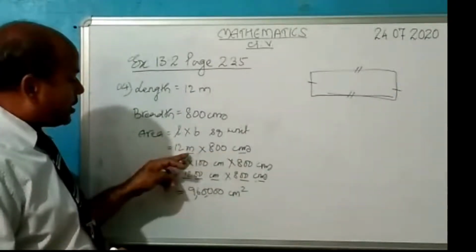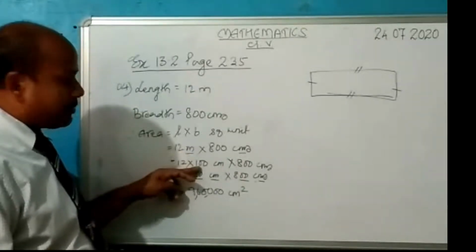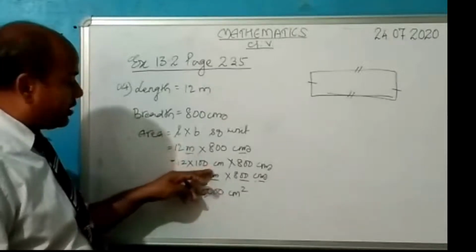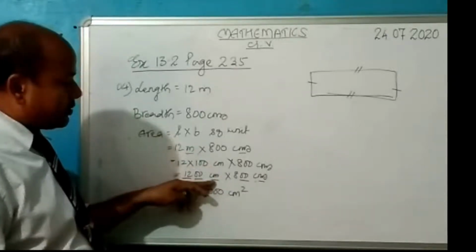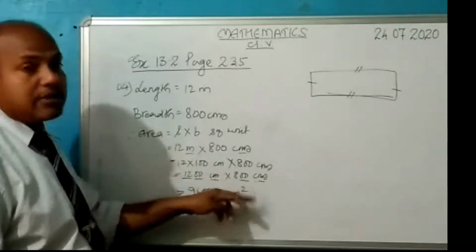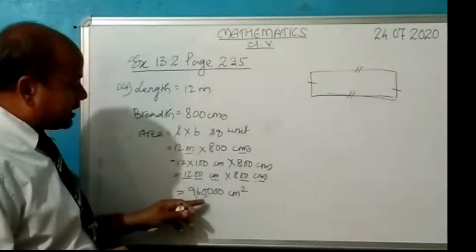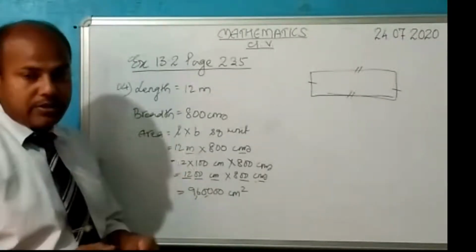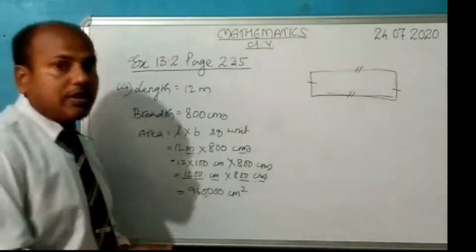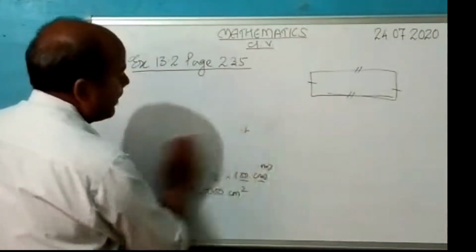So we have converted the meter into centimeter by multiplying it by 100. When you multiply it by 100, the meter will vanish and it will be converted to centimeter. So 12 into 100 is 1200 centimeter into 800 centimeter, just multiply, and centimeter into centimeter is also square centimeter. So 9,60,000 square centimeter. This is the required area. And this is question number 4. Now, dear children, question number 5.